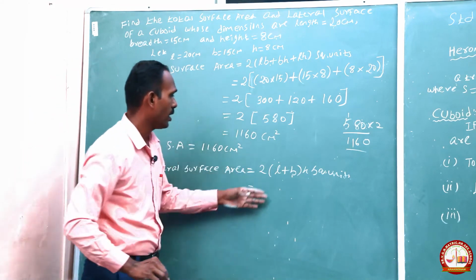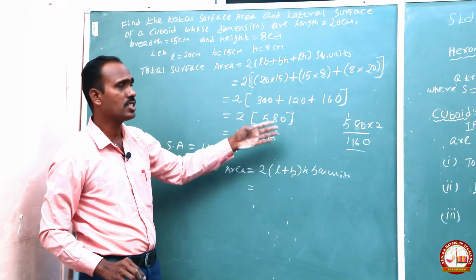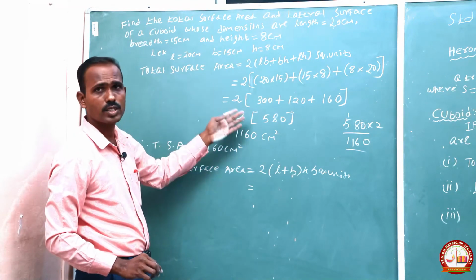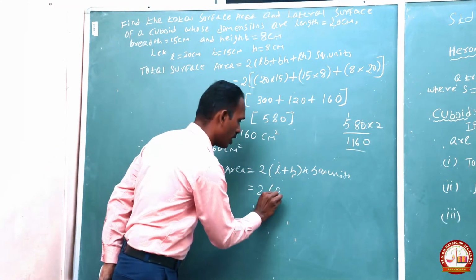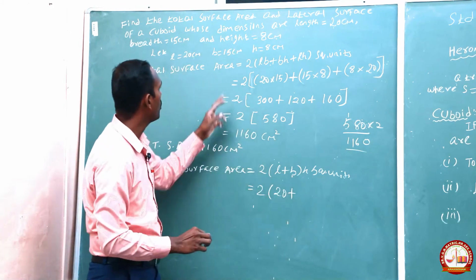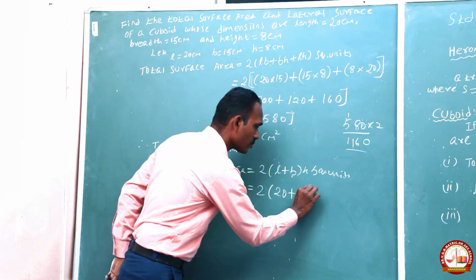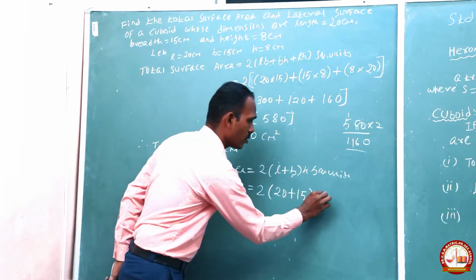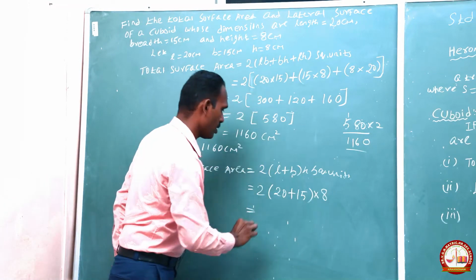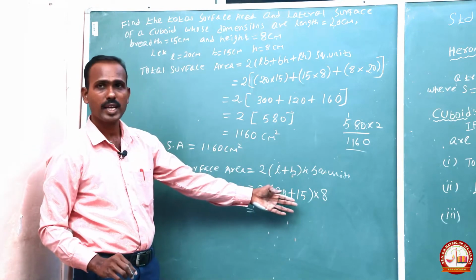Already we know the L value, B value and H value. So we substitute these values here. So 2 into, what is the L value? L value is 20, and then plus, what is the B value? B value is 15, and then here multiply. What is the H value? H value is 8. So we substitute here, and then first we solve the bracket.